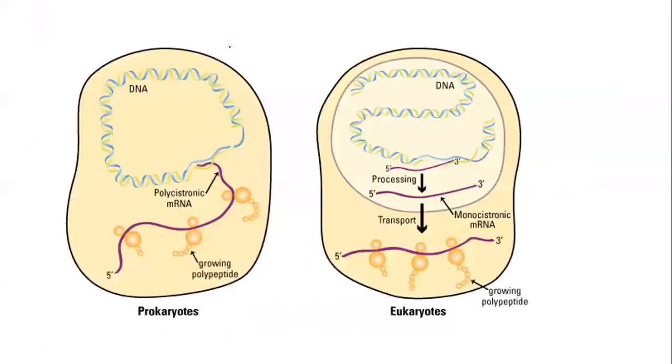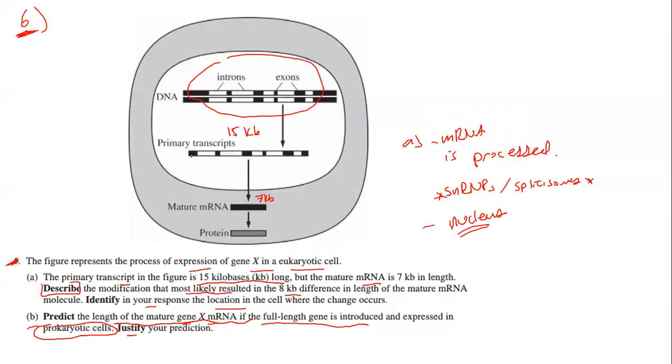This is something important, if you didn't catch it when we went over this in class. On the right is a eukaryotic cell, and they do that RNA processing. Prokaryotic cells do not do that because they do transcription and translation at the same time. They make their mRNA and translate it at the same time as well, so there's no RNA processing. So I would state that if we introduce this whole gene, which is 15 kilobases in length, into a prokaryotic cell, the mRNA is going to be 15 kilobases in length. To justify the prediction, I would say that prokaryotes cannot do mRNA processing.